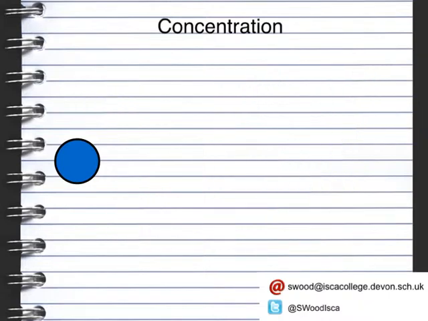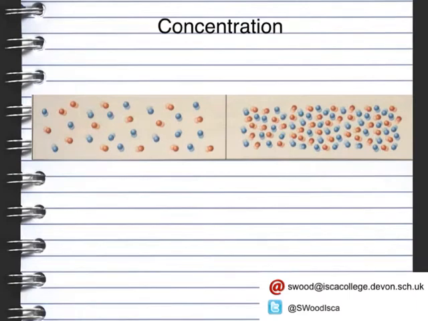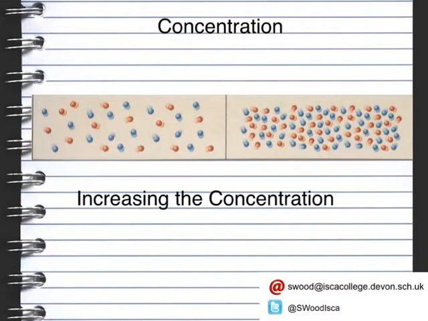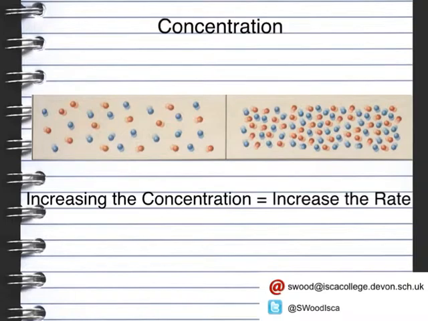Now, how does that affect the rate? If we have two reactions, one with a very low concentration and one with a very high concentration, then there are likely to be more successful collisions in the higher concentration than in the lower concentration. So increasing the concentration increases the rate of the reaction, because there are more successful collisions.